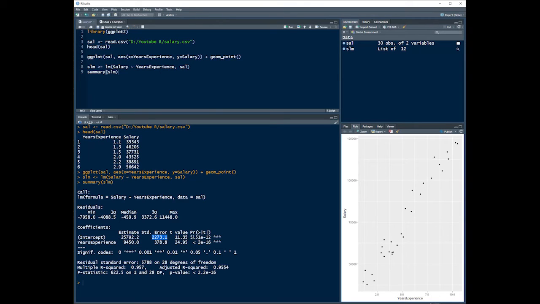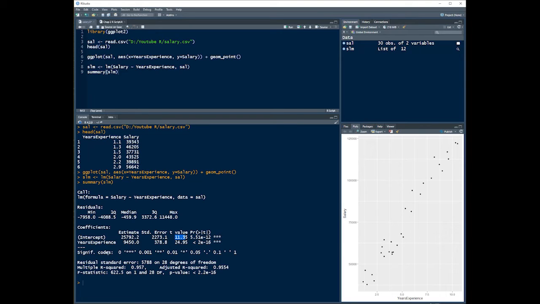And next we have the p-value column, and this is calculated depending on the t-value and the degrees of freedom. We are shown here that we have 28 degrees of freedom, and depending on that value and considering this t-value, we can go to the t-distribution table and find out the p-value.